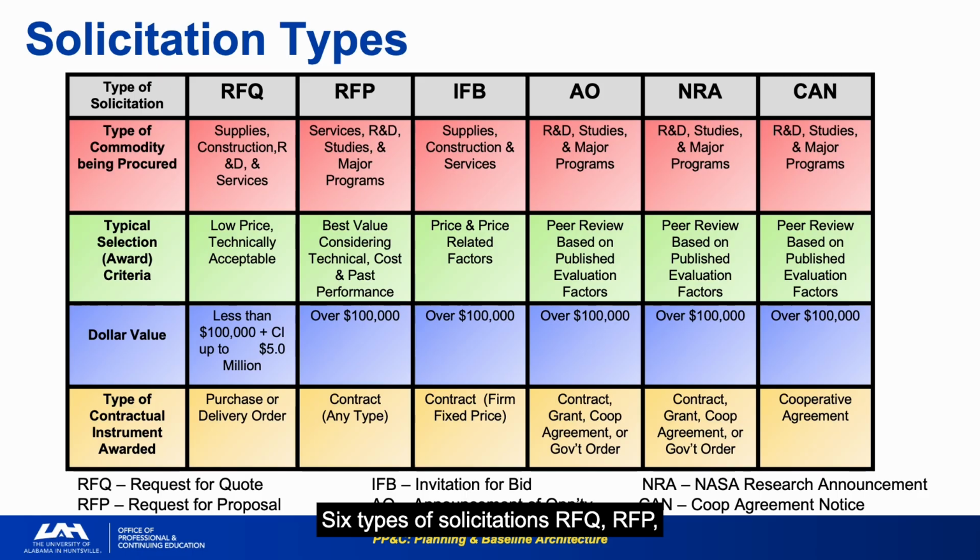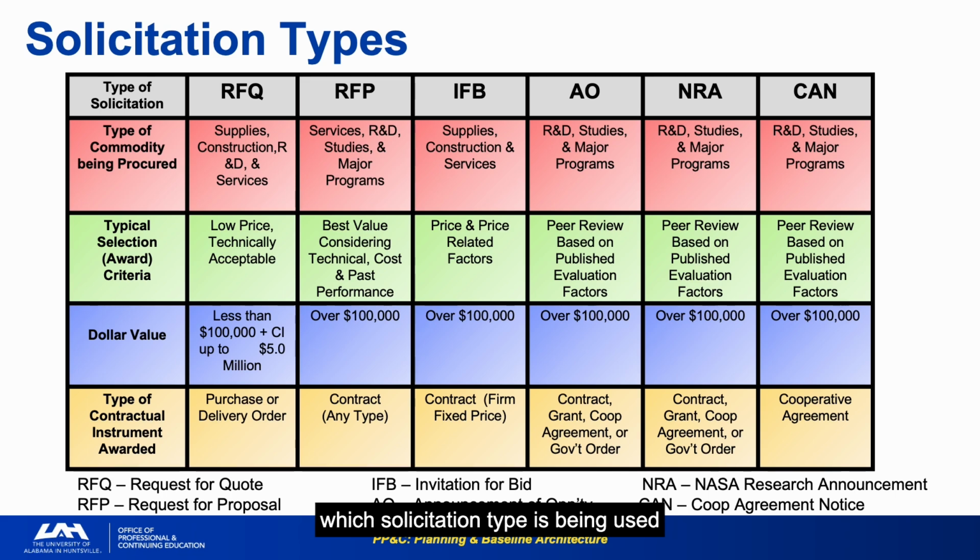Six types of solicitations: RFQ, RFP, IFB, AO, NRA, and CAN define the acquisition landscape, each appropriate for different commodity types, dollar thresholds, and selection criteria. The RFP column is the one that matters most for major development programs. It is used for services, R&D, studies, and major programs, and awards contracts of any type using best value criteria.